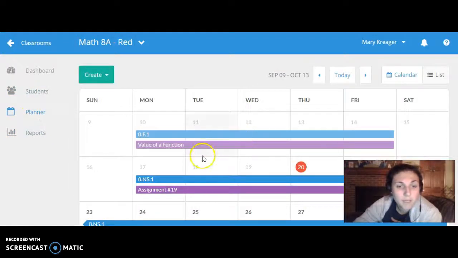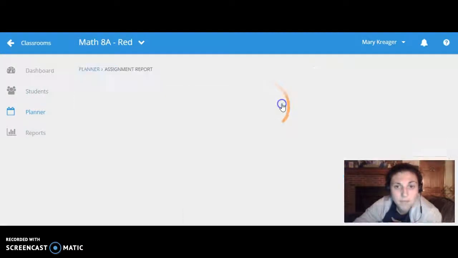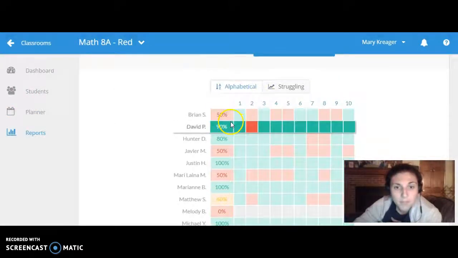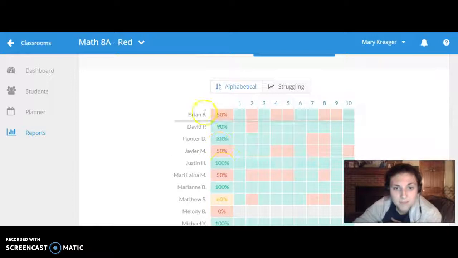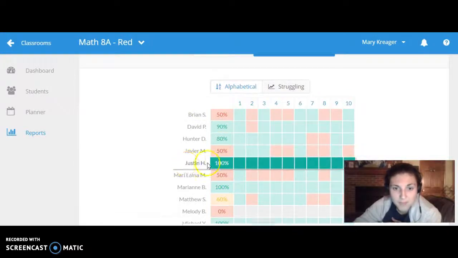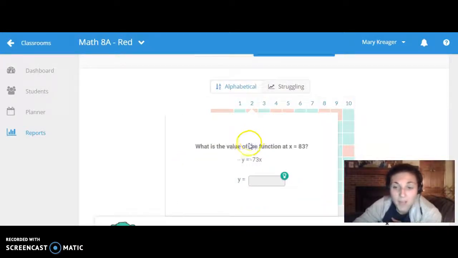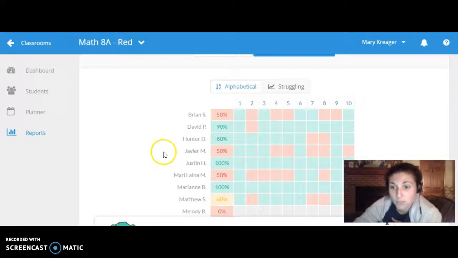In the planner, I can also see, so this was a past assignment, I can see the report, how they're doing on things. Some didn't do so great, some did great. And that way I can help whoever's struggling because I can see right on the site through this report. And it's really easy to compare data this way. So that is Prodigy.